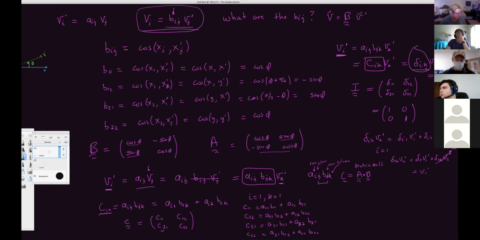All right, so let's keep going on this, just trying to understand what we call index gymnastics, right? Dealing with the Einstein sum convention, dealing with the indices for things.